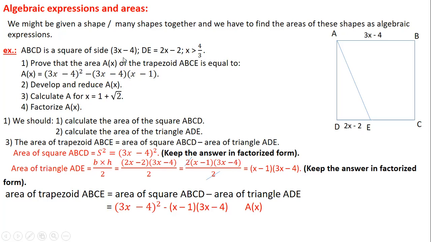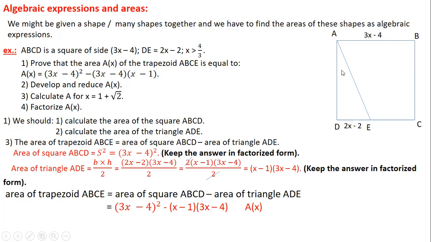Number 1, prove that the area A of x, which is the trapezoid ABCE, is equal to this form. Okay, if I look again at the figure, I have a square and part of it is a triangle. So the area of the trapezoid is the area of the square minus the area of the triangle. So first I calculate the area of the square ABCD, which is equal to s squared, which is (3x minus 4) in parentheses, all of it squared.